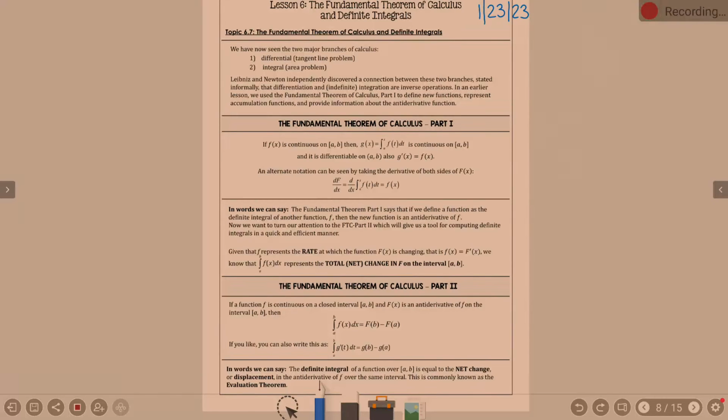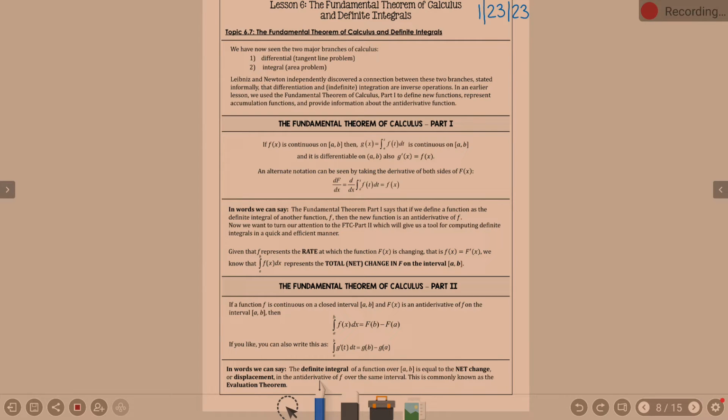Okay, guys. Lesson 6. Fundamental theorem of calculus and definite integrals. I don't remember if any other lessons were entitled Fundamental Theorem of Calculus, but we've already talked about one of the parts of Fundamental Theorem of Calculus a little bit, and we're going to talk about the other one as well today. So we're going to be working with both of them.